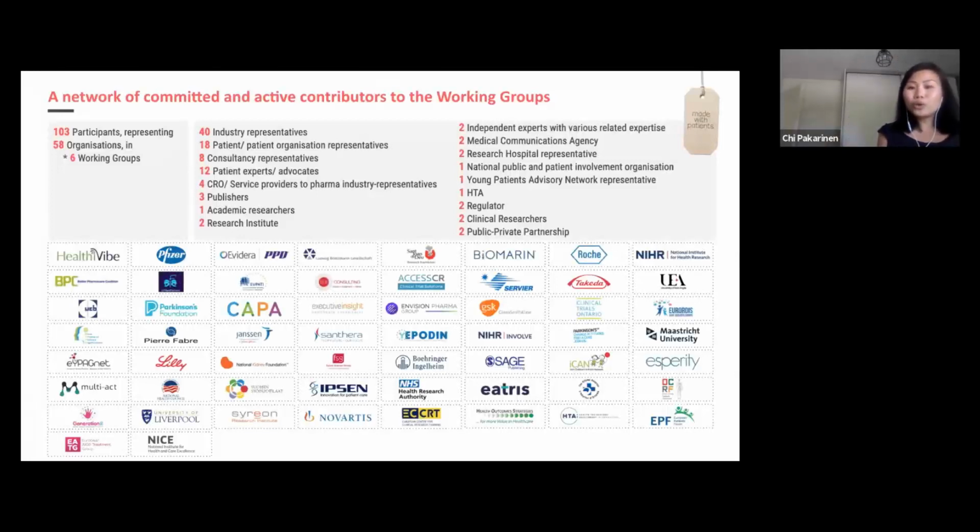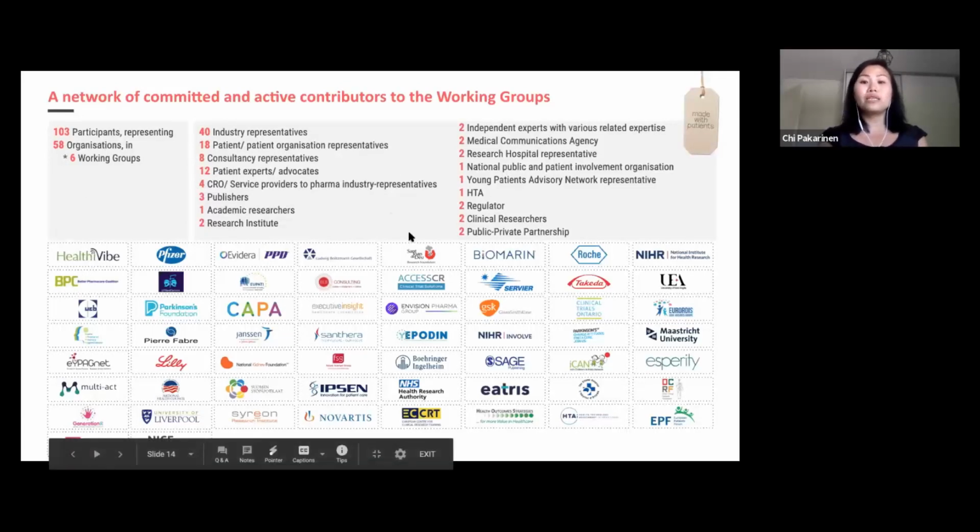I wanted to show you this just to show you how big the collaboration is. We have at the moment probably over 103. This was calculated a couple of months ago, and since then we have had a few more joining our network. So we have over 100 participants from 58 different organizations, but we also have individuals joining the work. So you can't even see all of them here in these logos.